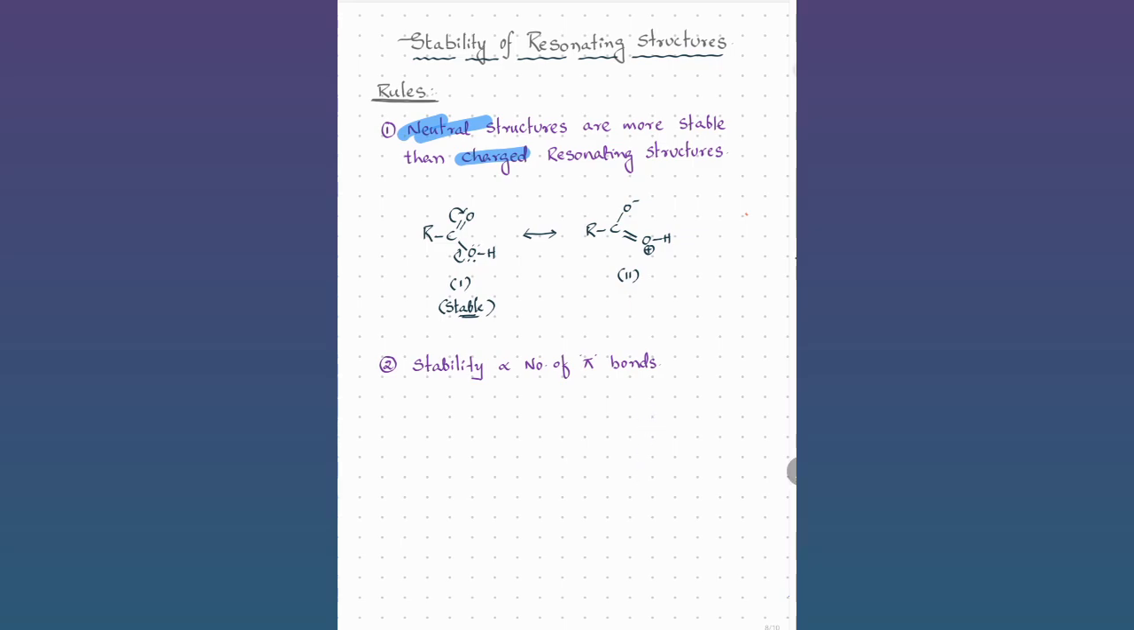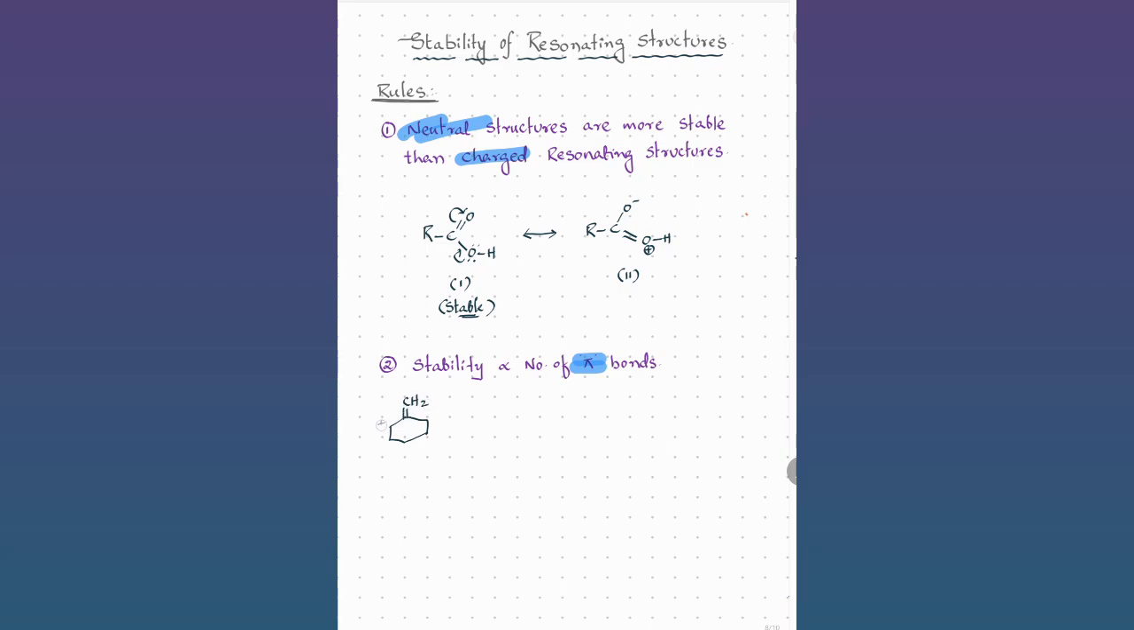Next, the second rule. If both are charged structures, then we should go with the second rule, and based on that we can find out stability. The stability of a resonating structure is directly proportional to the number of pi bonds in the respective structure. If pi bonds are more, then stability will be more, right? So here I'm going to give you some structures, and you should tell me which is more stable.